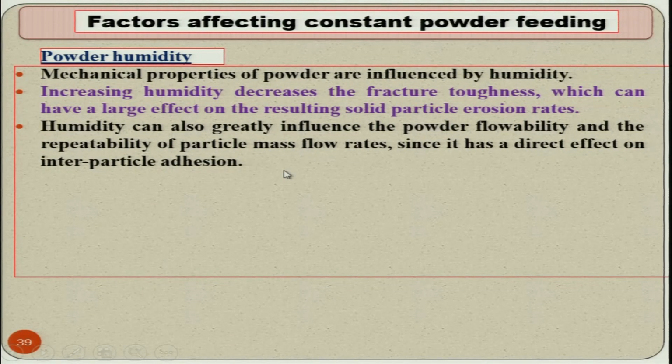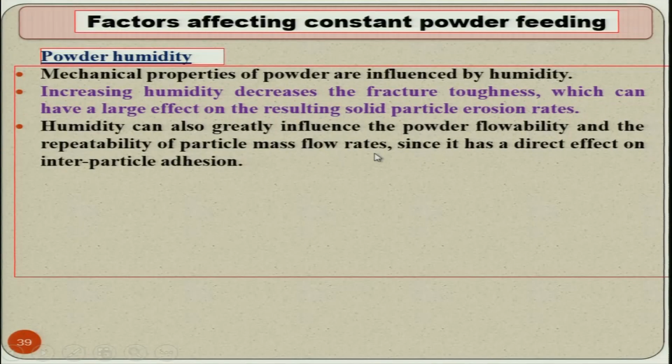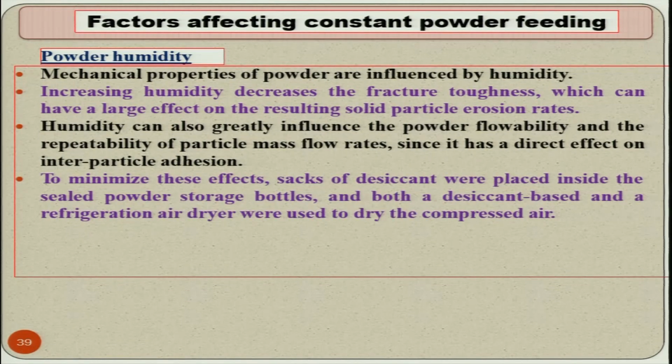chamber in the system. Humidity can also greatly influence the powder flowability. Definitely, if agglomeration takes place, then flowability is significantly affected, and it reduces and becomes random, and the repeatability of particles mass flow rates will be reduced or very poor, since it has a direct effect on interparticle adhesion. So, to avoid this, humidity in the abrasive particles and air should be as small as possible.